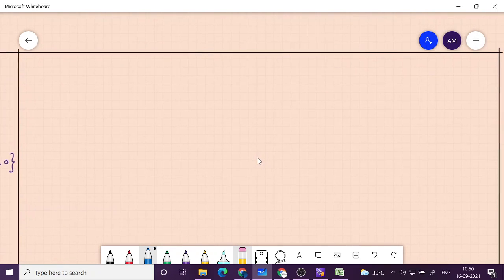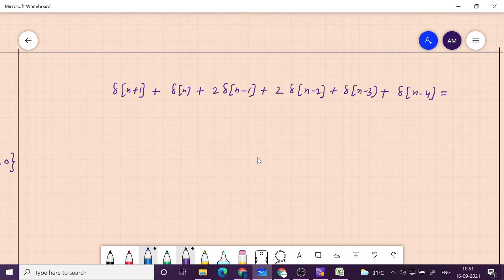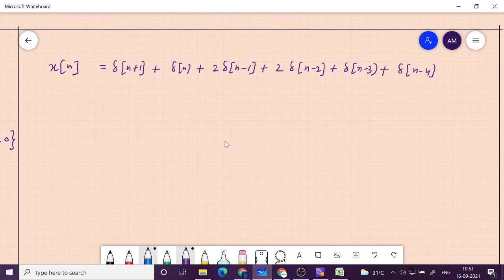Keep in mind whatever I have written here, or maybe I will write it again. What I said is that if you add delta of n plus 1 with delta of n with 2 times delta of n minus 1 plus 2 times delta of n minus 2 plus delta of n minus 3 plus delta of n minus 4, I would get, or maybe I will write the equality here, this side will be the RHS, and then we will say that this is equal to this. So everybody agreed to this.